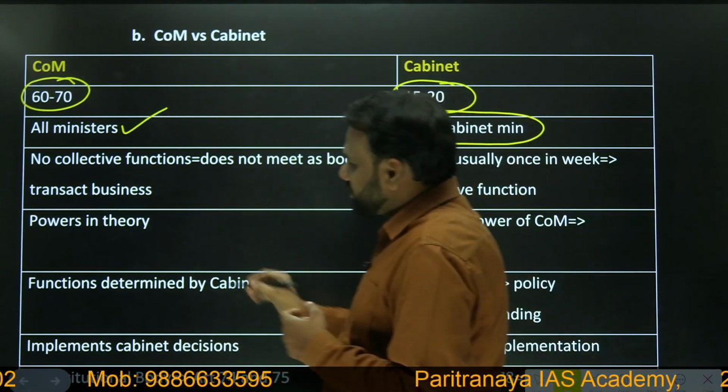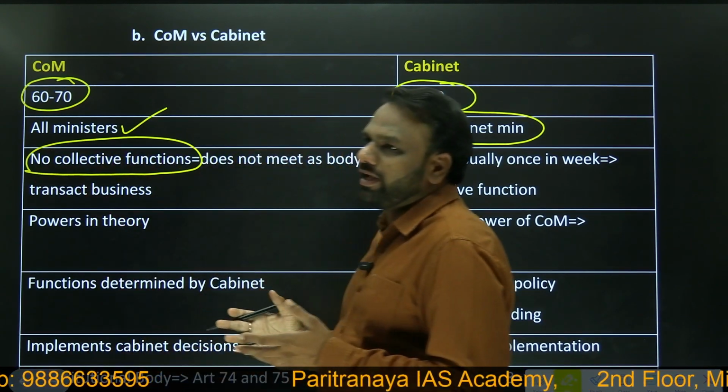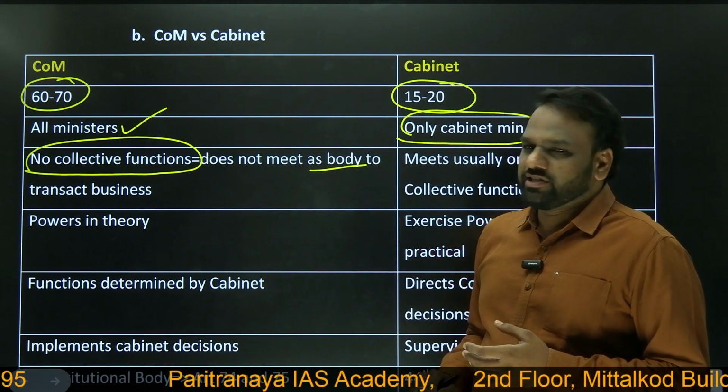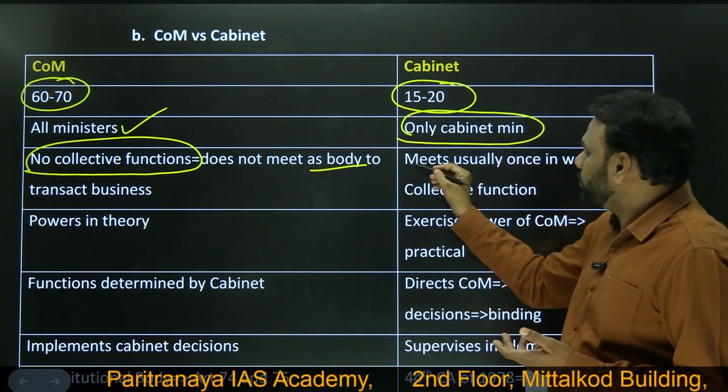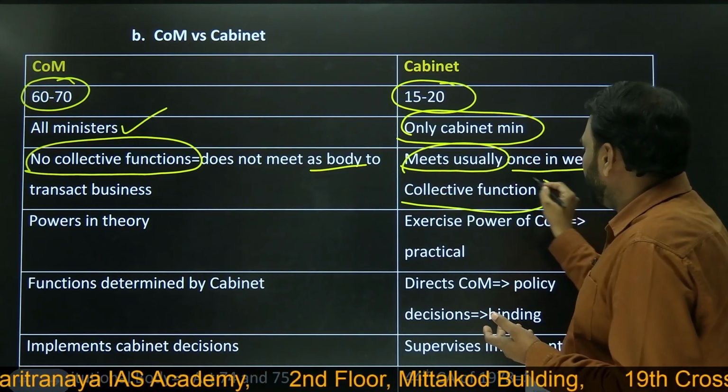Next, no collective functions. It means they do not meet regularly, okay, and they do not make any kind of decisions, and do not meet as a body to transact business. Then who will meet frequently? The cabinet will meet frequently, once in a week. That's why they make collective functions.